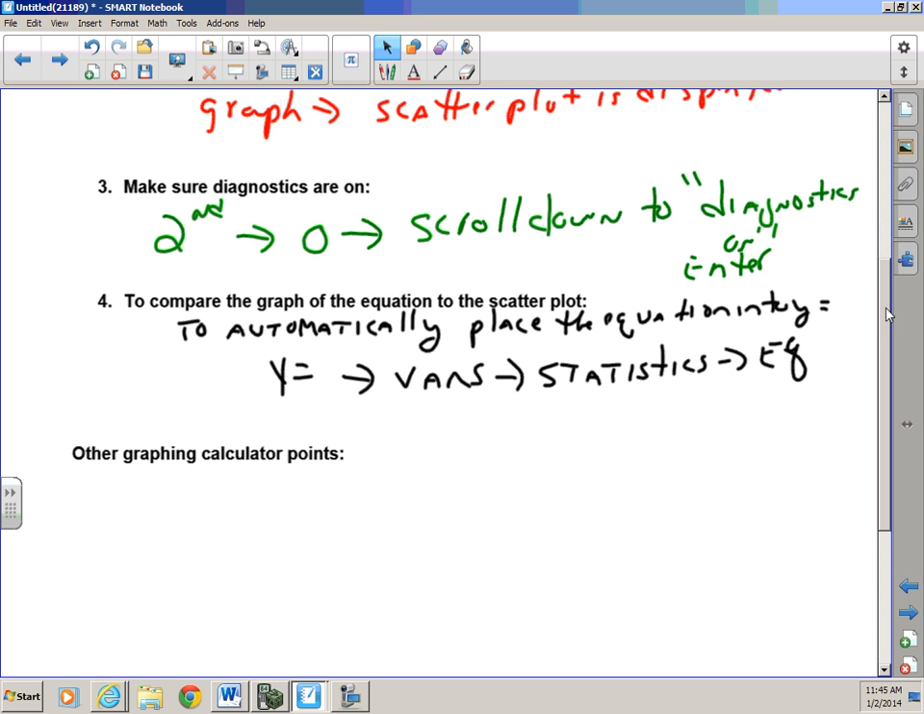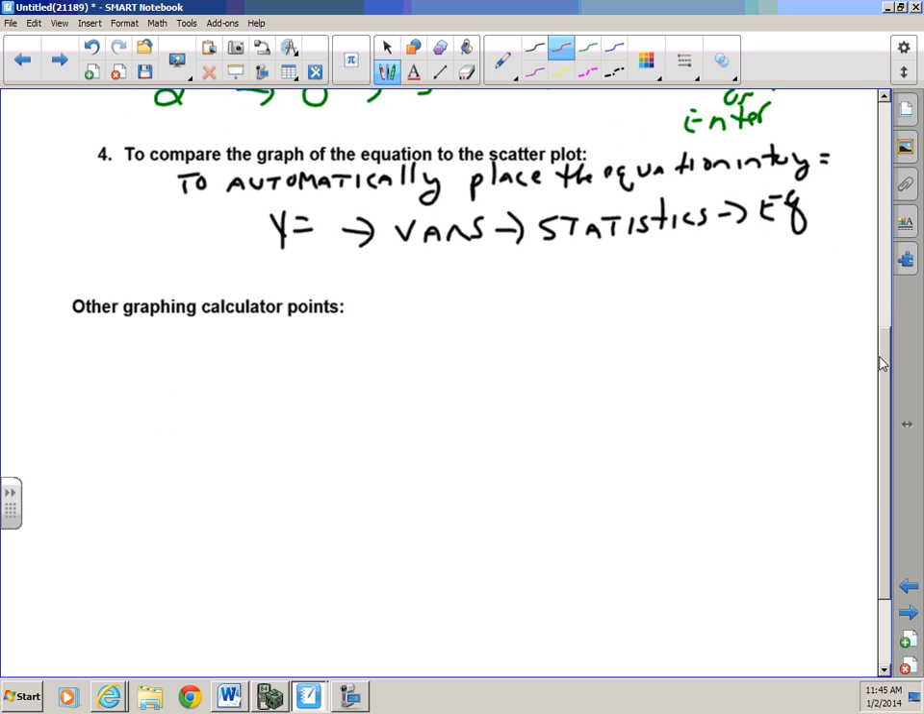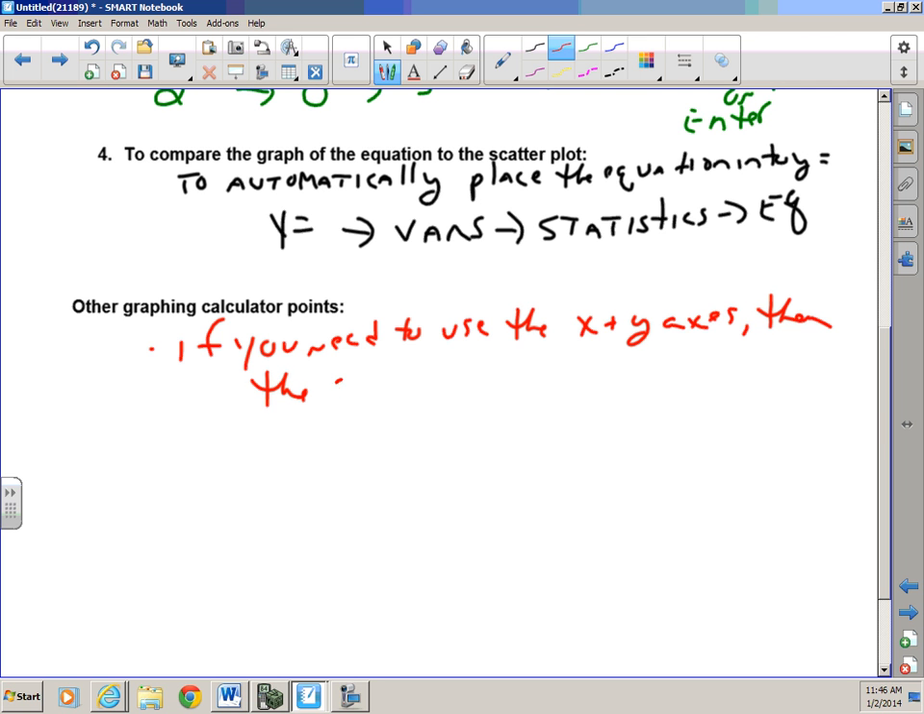Now, a couple of other points to just keep in mind throughout this. Number one, if you need to use the X and Y axes, then the scatter plot must be off.